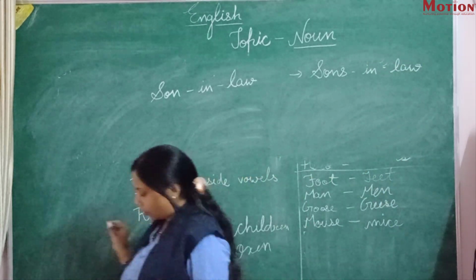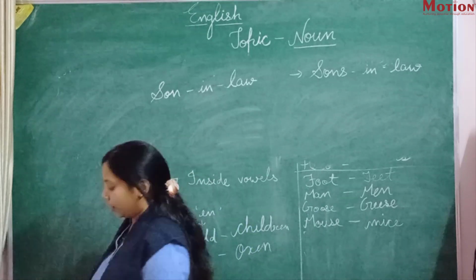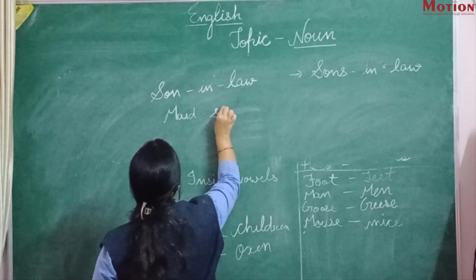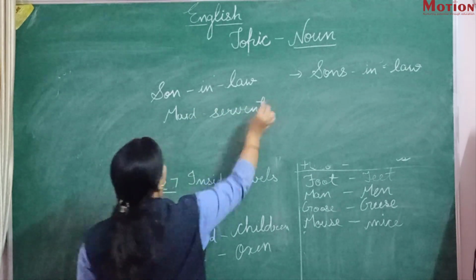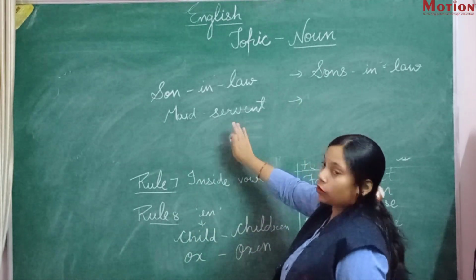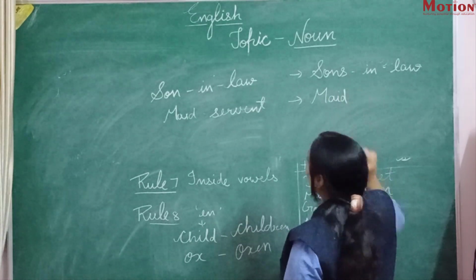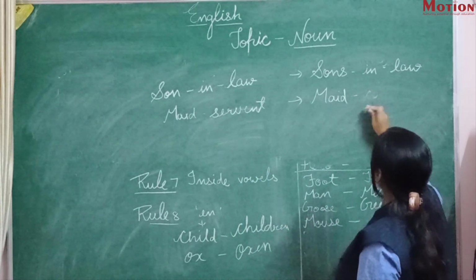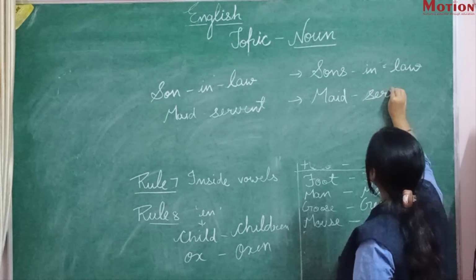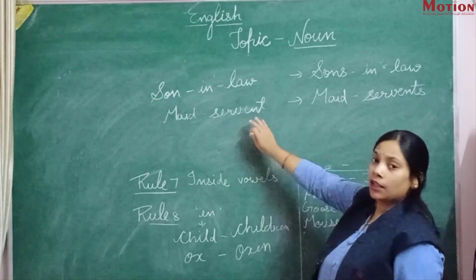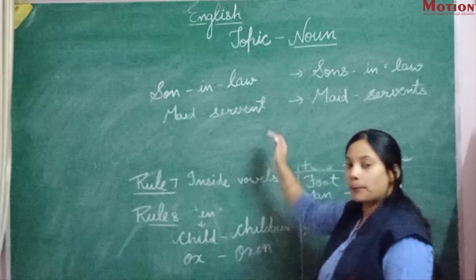As well as fathers-in-law. Okay, maid servant. If I say I have one maid servant and I have to make it plural, then what will I do? I will not say maid servants-like that. No, I will use maid servants. Okay, these are called compound nouns, because we have more than one word in these words, so we say compound nouns.